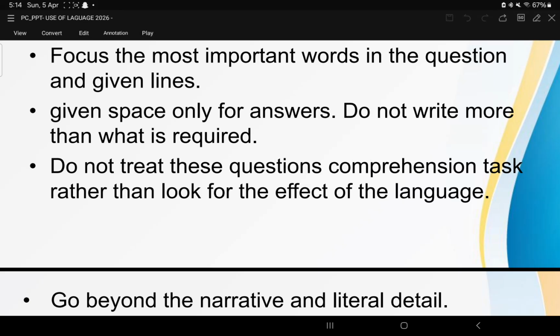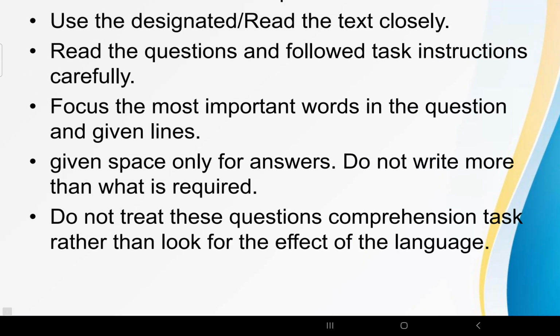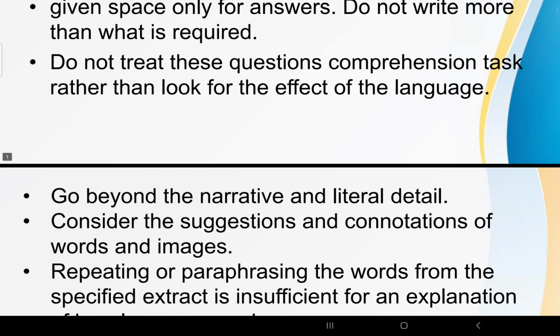Then use the given space only. That is another thing I've told you: use the designated space for answers only. There's no need to write a lot. Do not write more than what is required. That is the same thing. Do not treat these questions as a comprehension task, rather look for the effect of the language. First thing, for these 9 marks, be very clear that this is not a comprehension task. They are not asking for what, why, how does, or feeling, or any such thing.